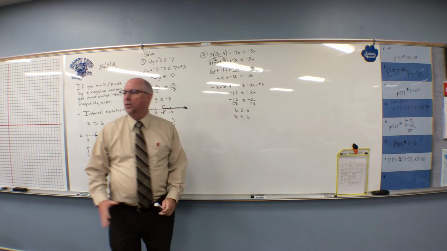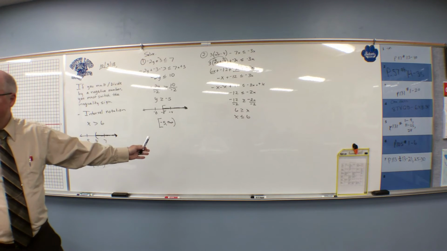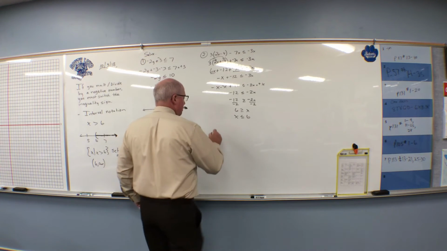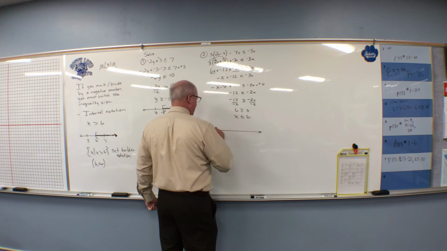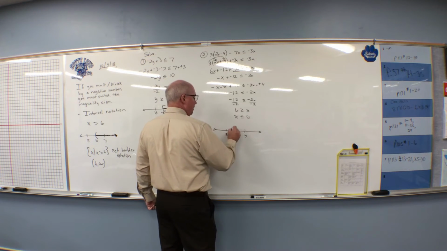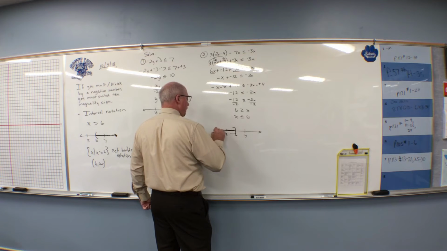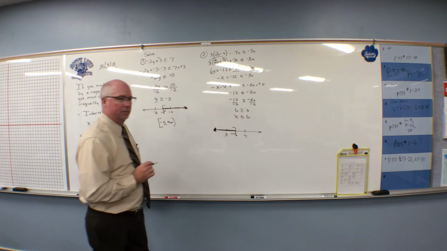What I did was I wrote it so the x is on the left. My opinion is your x should be on the left. It's much easier to deal with. So then I have 6 in the middle and 7 here and 5. And I have a bracket because it's greater than or equal to, and I'm going left. And so watch now how it changes the interval notation.